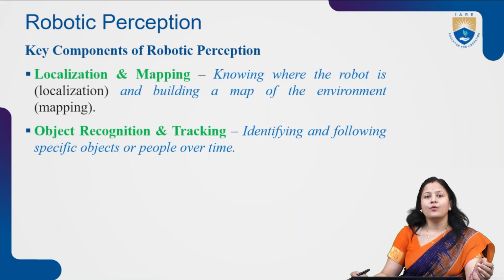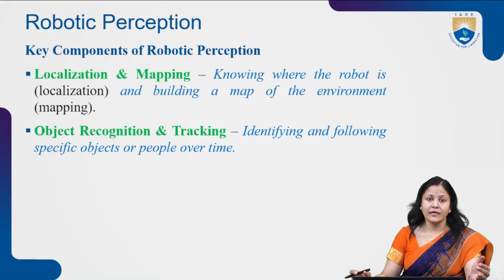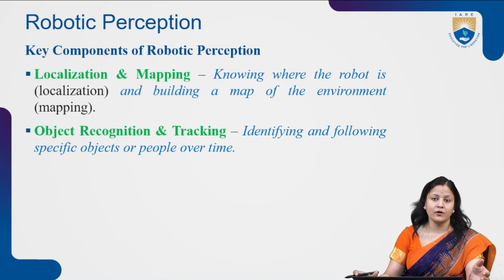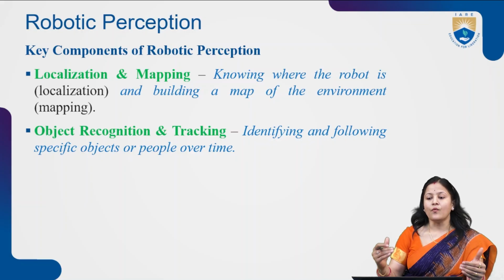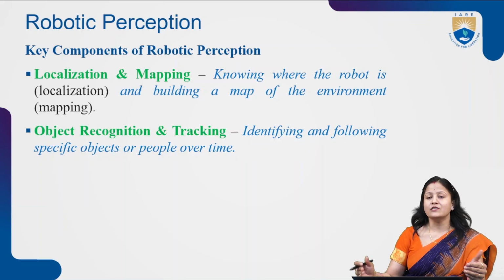The next component is localization and mapping. Localization and mapping means knowing where the robot is present and building a map of the environment, which is called mapping. Whenever we purchase a robotic vacuum cleaner, initially it doesn't know about the layout of the home or where the objects are present. So it explores where the objects are present while exploring the path in our home, and it also tries to map the complete layout of the home in the software of the robot, which is called mapping.